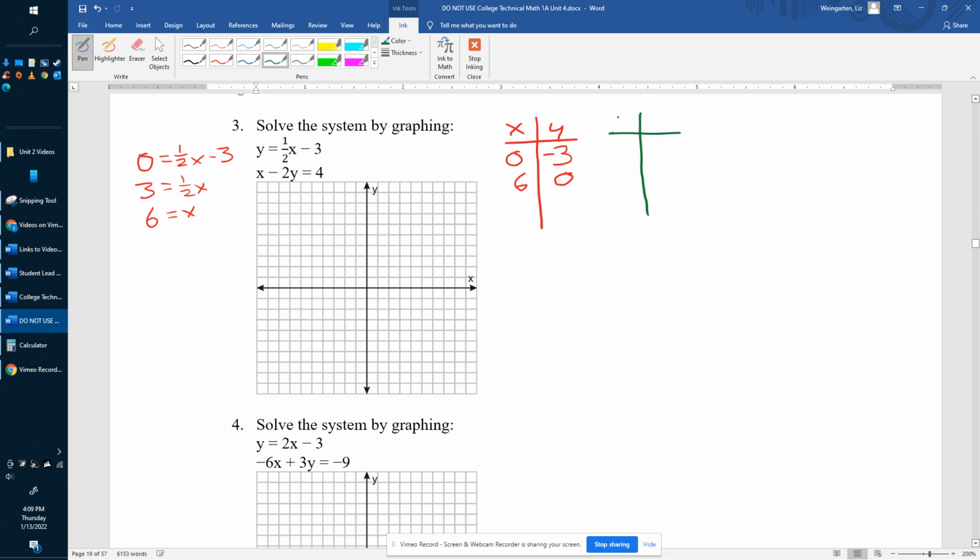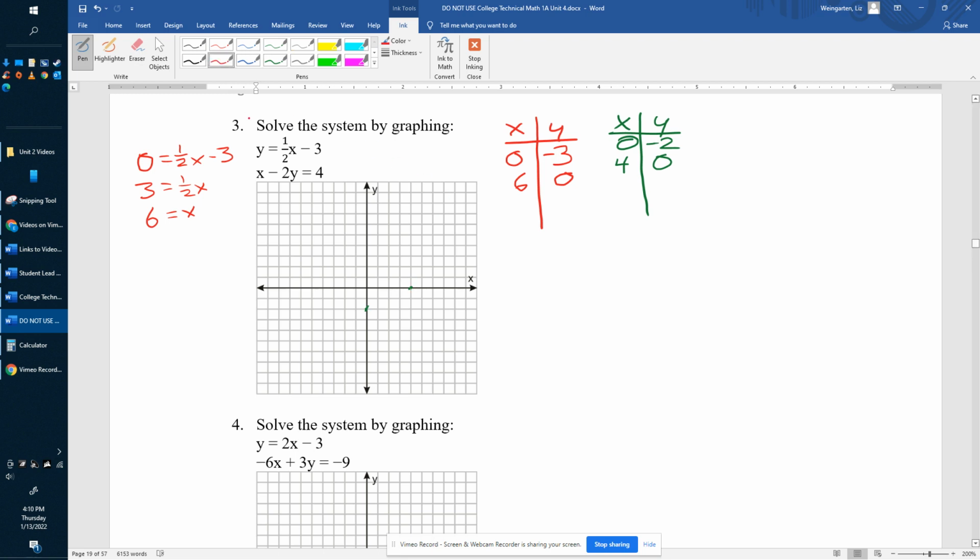Let's look at the second equation. If we want x equals 0, y is going to be negative 2, y equals 4, divide both sides by negative 2, and we get 4 divided by negative 2 is negative 2. If we put 0 in for y, we get x equals 4. So let's graph that. X is 0, y is negative 2. X is 4, y is 0.